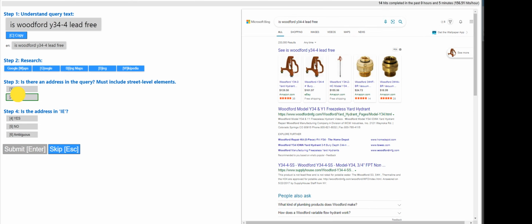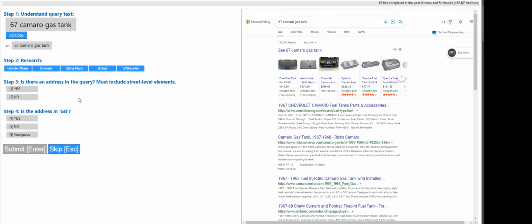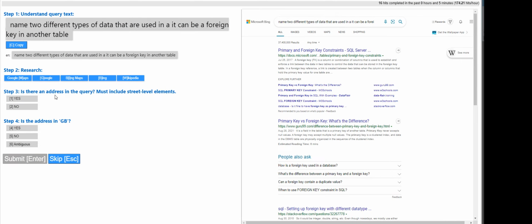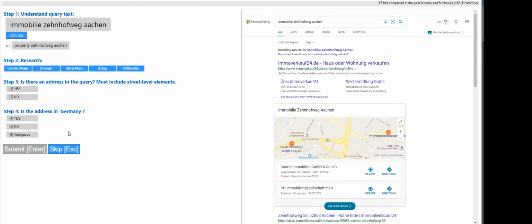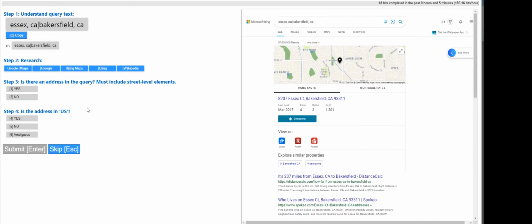Not an address. 67 Camaro gas tank. No. Name two different types. Definitely no. Immobile Zen Act. That's German. Das ist Deutsch. No. Essex, California, Bakersfield, California. It's incomplete. It doesn't have the address or the number. It is supposed to be 8207 Essex Court, Bakersfield, California.